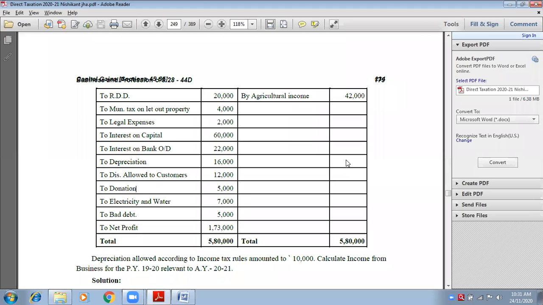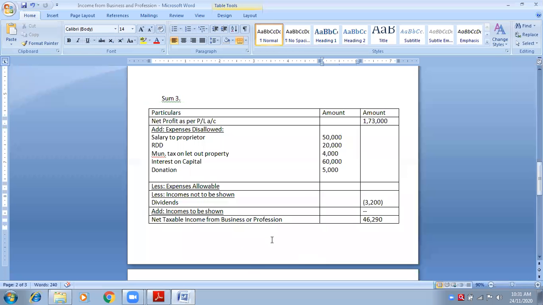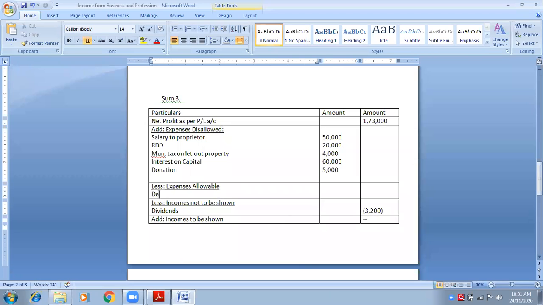Always remember, go in sequence. First debit side, then adjustment. Now depreciation allowed according to income tax rules is 10,000. He says, according to income tax rules, depreciation allowed is allowed. This word is very important. Allowed. Depreciation allowed is 10,000. Now this 10,000 will go to allowed part.